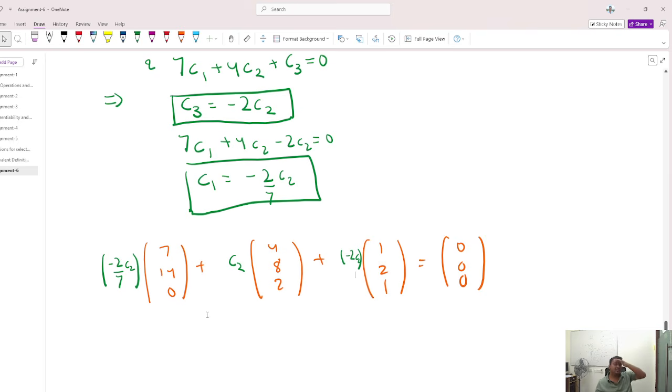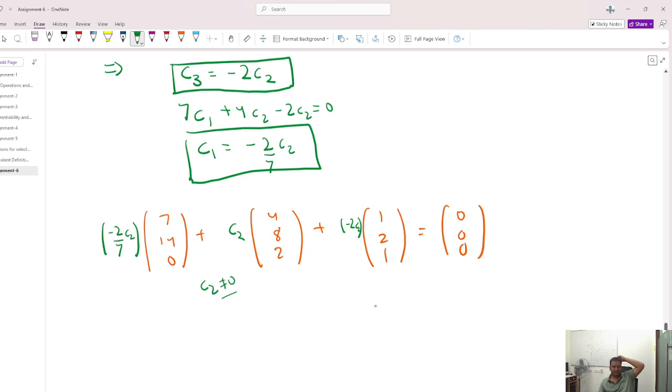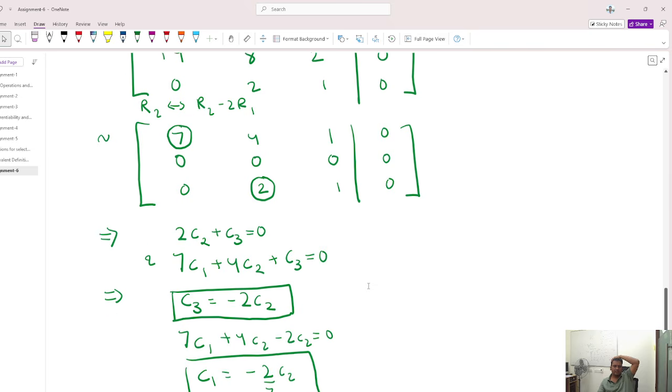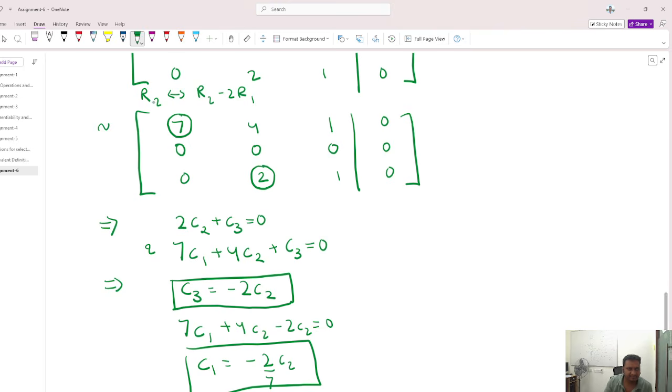Definitely, if you choose your C2 to be some non-zero, then you see these vectors are linearly dependent, right? So these three are linearly dependent, so one row is becoming zero. But let me tell you a better way to do this. A better way is to reduce it further.